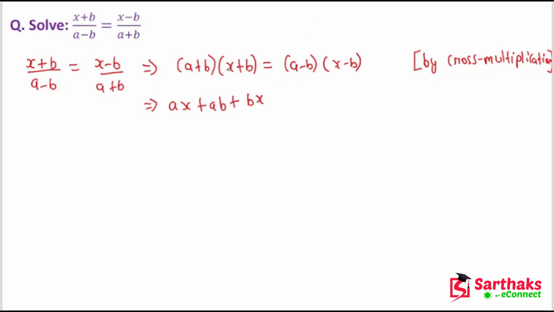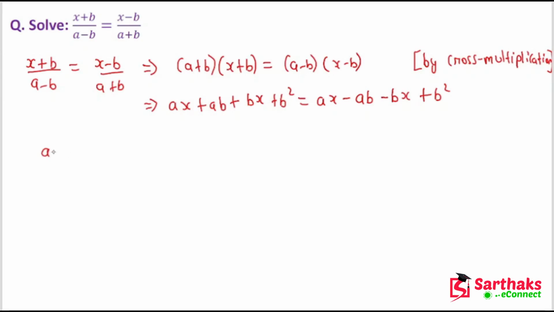is equal to, again you can multiply them inside, you will get a into x, that is ax, minus ab, then we'll multiply minus b to x, we'll get minus bx, and minus into minus, that is plus b square. So this is how we have multiplied them. Then we'll bring all the terms of x on one side so that it can be easy to solve, and then we'll take all the constants to the other side.